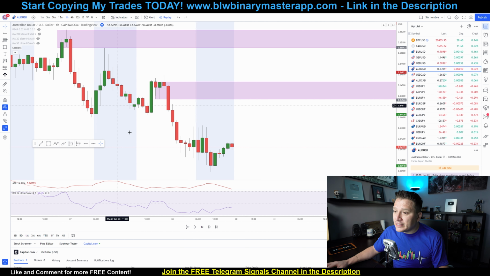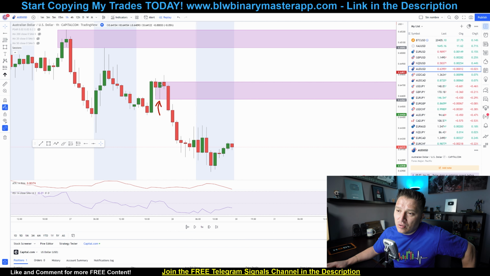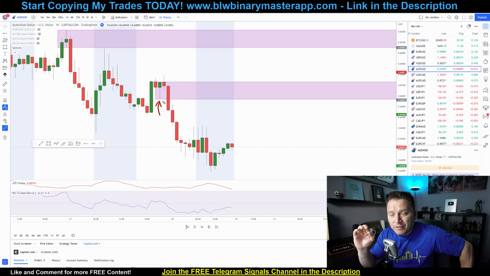But let's go ahead and take a look at this trade. You're going to realize right here that we have an order block based on this candle. This is the last opposite candle. Then we had a big movement. How do you identify or determine whether it's a big movement or not?